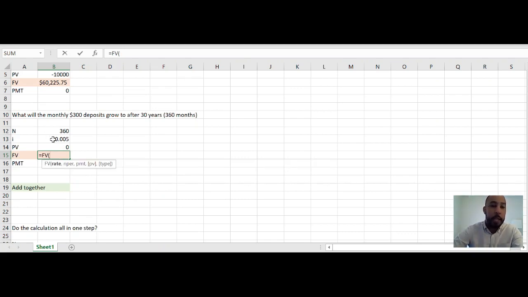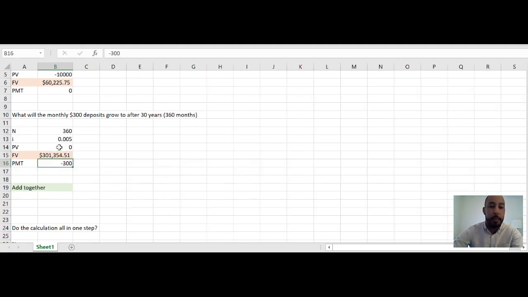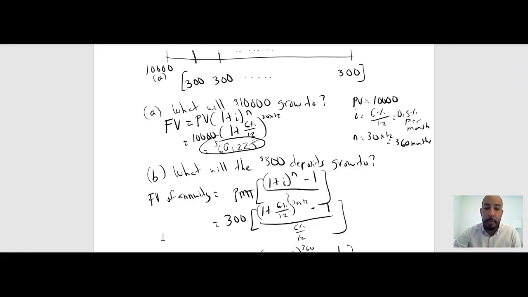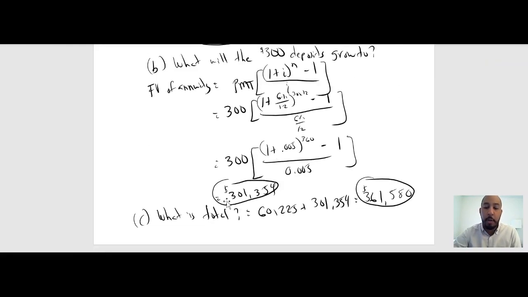So FV equals my interest rate. The number of periods is 360 months. My payment is the negative 300 that we have there. Our PV is 0. And then for type, we'll say it's end of period, so I'll put in a 0 there. And we get 301,354. So that should look pretty familiar. We have the 301,354 right there.